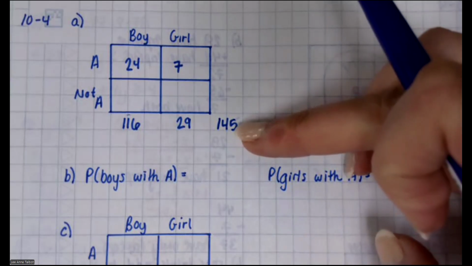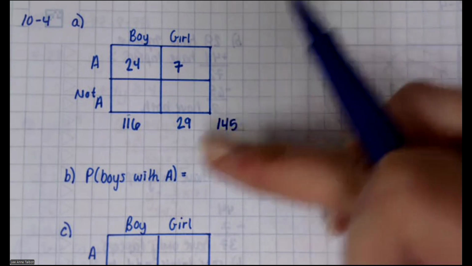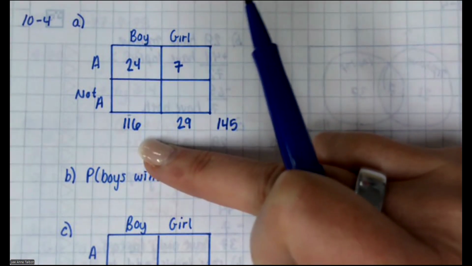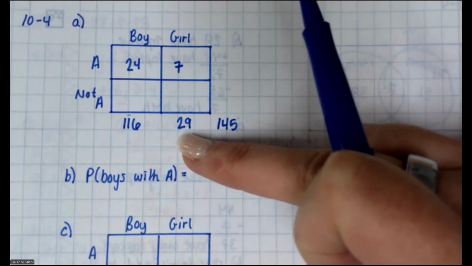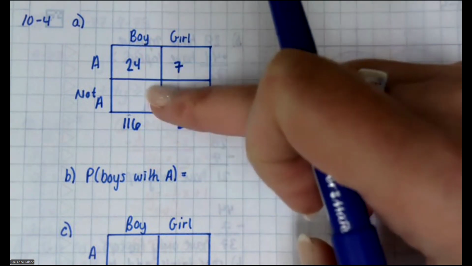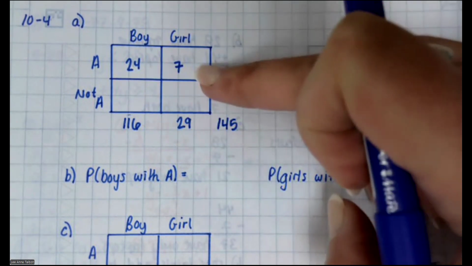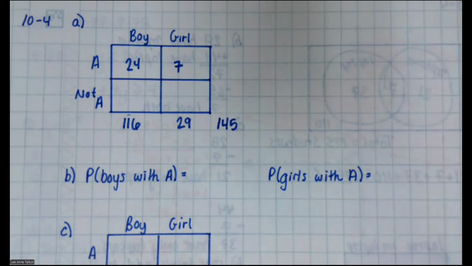My total was 145. There are 116 total boys, 29 total girls. 24 boys have A's, 7 girls have A's. Okay, so that's the setup from the problem. What do I do to fill out the rest of the table?